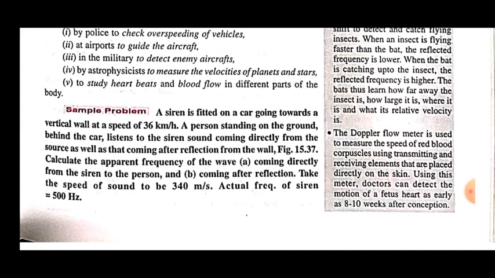A sample problem is given: a siren is fitted on a car going towards a vertical wall at a speed of 36 kilometer per hour. A person standing on the ground behind the car listens to the siren sound coming directly from the source as well as that coming after reflection from the wall. Calculate the apparent frequency of the wave first coming directly from the siren to the person, and second, the one coming after reflection. Take the speed of sound as 340, and the actual frequency of the siren is given as 500.